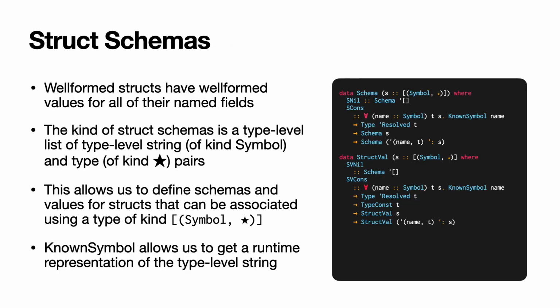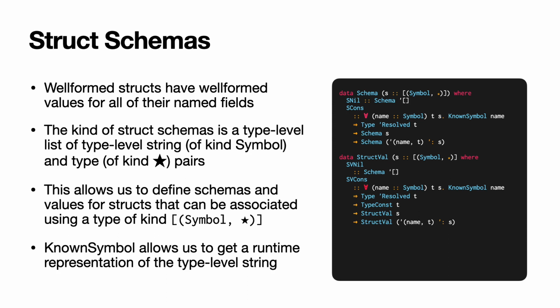A well-formed struct must have well-formed values in all of its named fields. We can represent this as a type-level list of type-level strings and types. In Haskell, Symbol is the kind of a type-level string, and Star is the kind of a regular value type. Because Haskell is not a truly dependently typed language, we need some way in order to retrieve the value of type-level strings at runtime. The KnownSymbol type class allows us to do this.